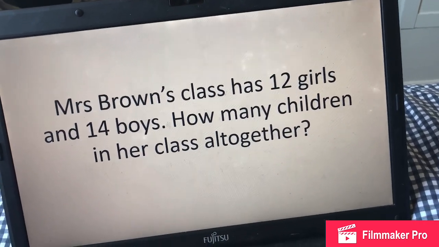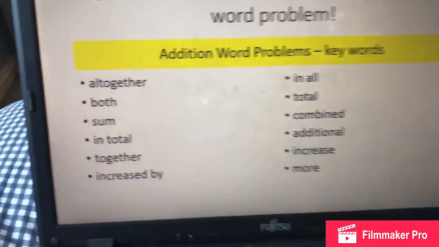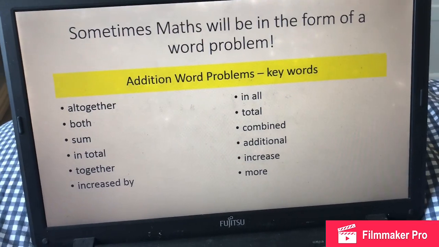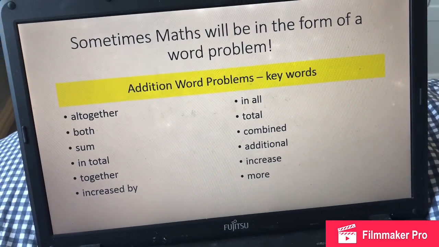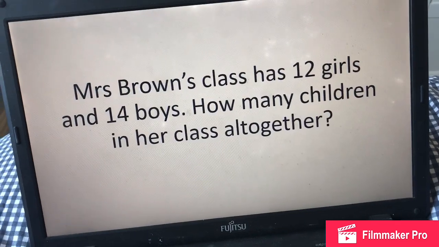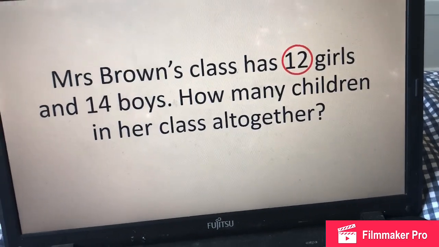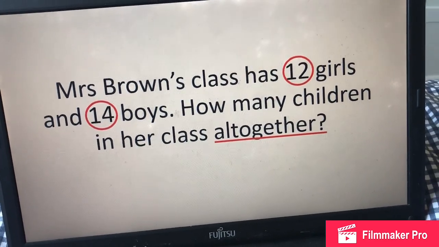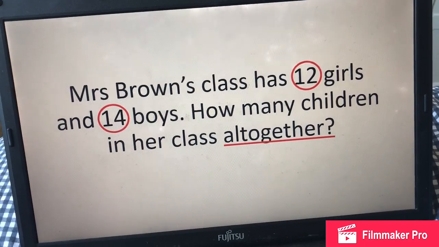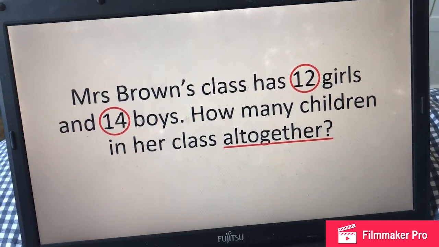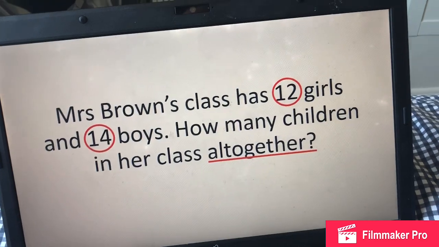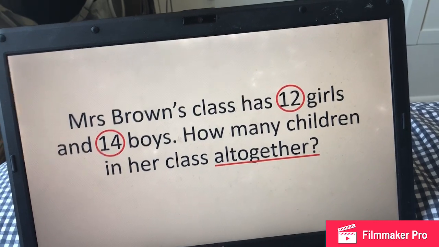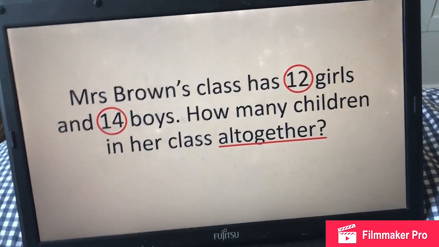So if we go back to my other slide, you can see here one of my words was altogether. So that shows that it's a key word that I'm probably going to be adding these numbers together. So it says here, how many children in her class altogether? And I know that altogether is a key word showing me that I've got to add these numbers together. So I would then take 12 and I'd take 14, I'd add them together, and I can do this how I like. I can do it mentally, I can do it in the column method, I could use some counters to help me, but I would probably do this one mentally.